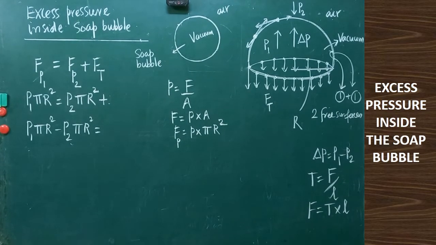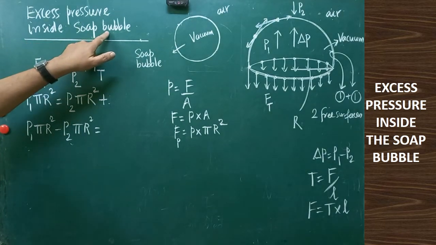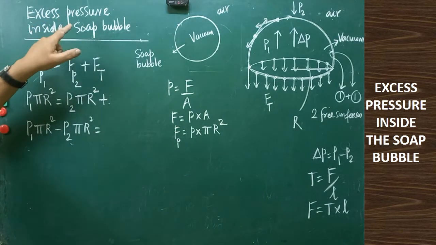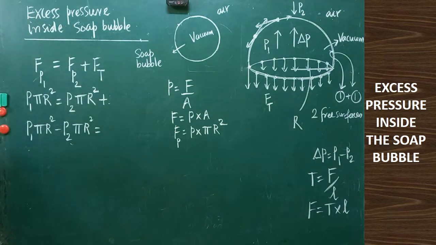Finally, we are going to derive the expression for excess pressure inside the soap bubble. Already we have derived the excess pressure inside the air bubble as well as in the case of a liquid drop. Now we are going to see the final case, that is the soap bubble, within which excess pressure is acting. For that we have to derive the expression.